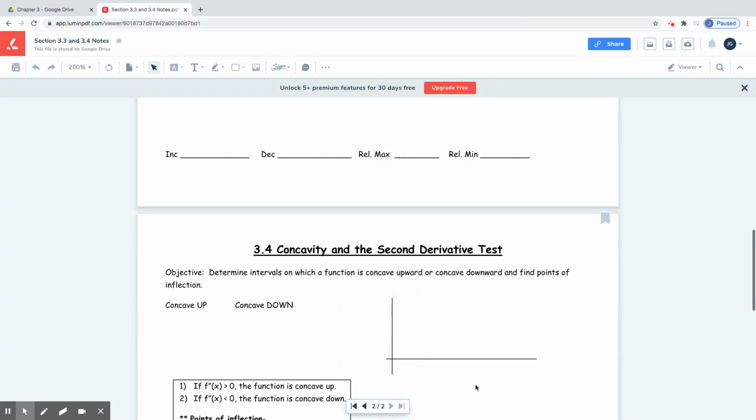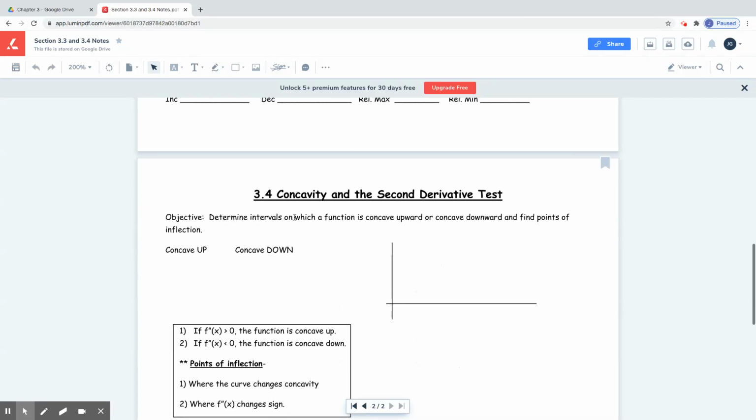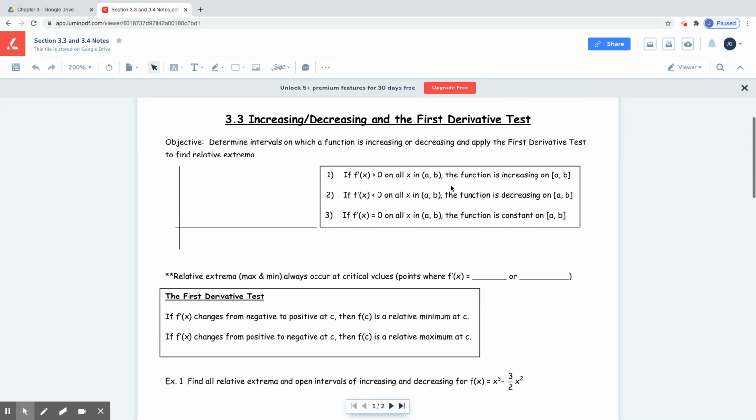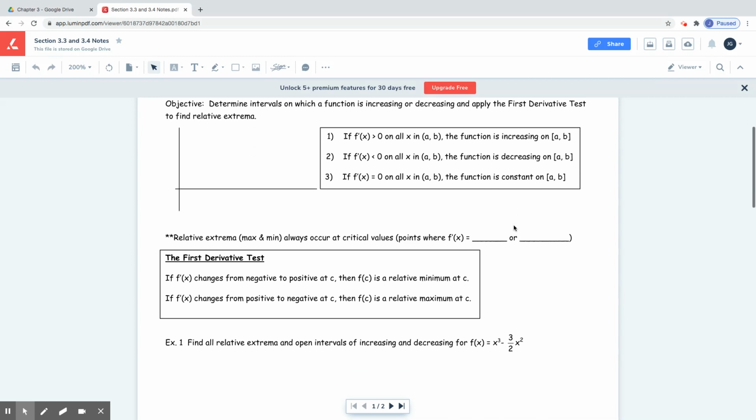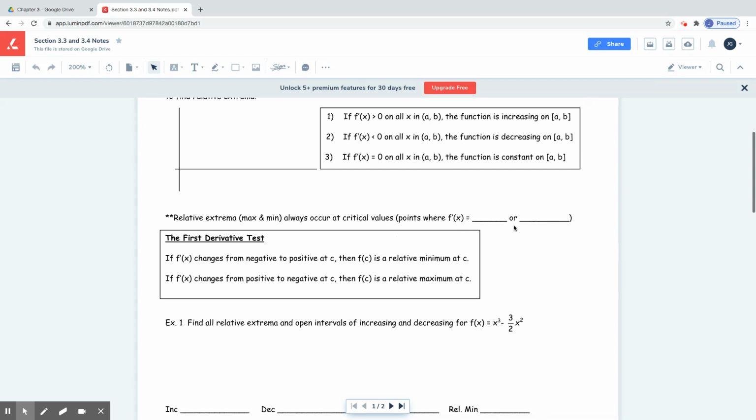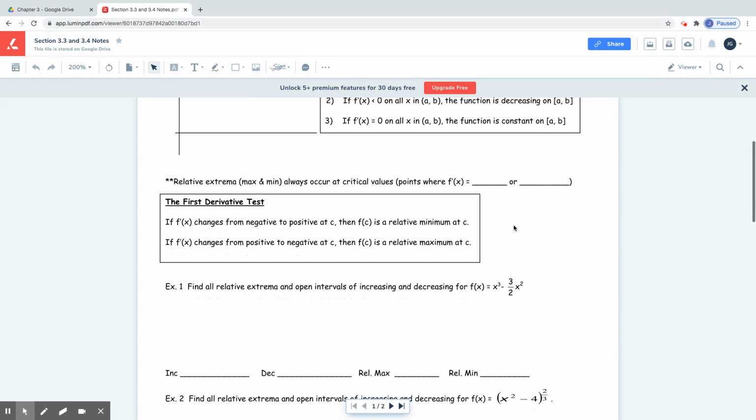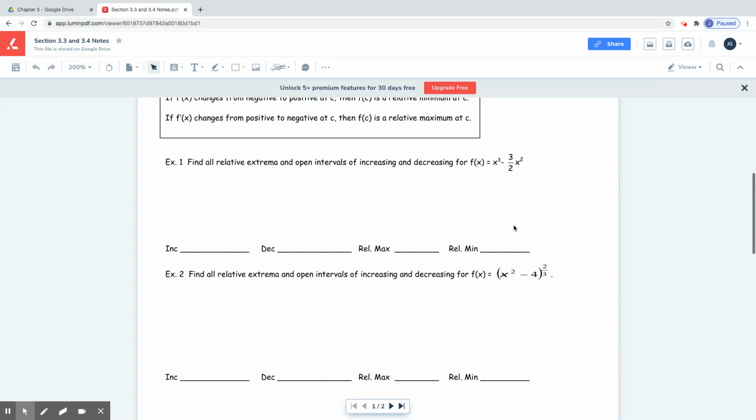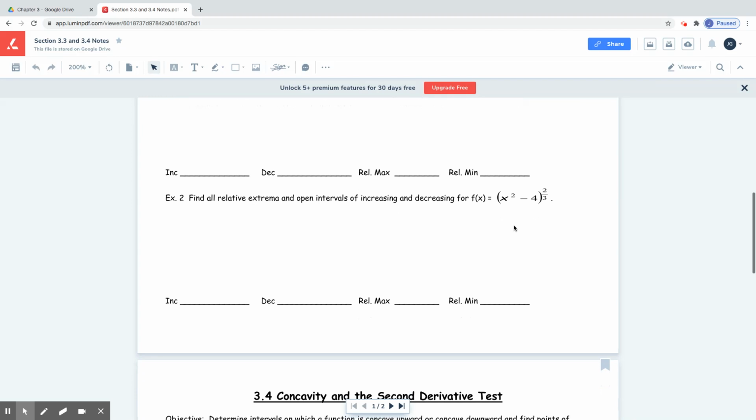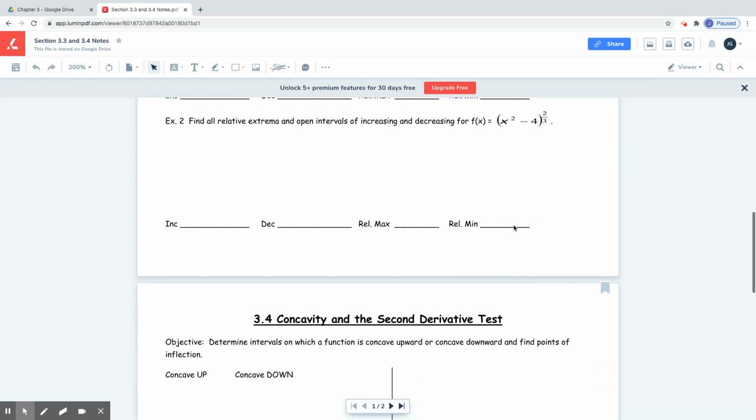Hey guys, today we're going to talk about the next section, 3.4. And the good news is it's very, very similar to what we did previously in section 3.3, which was increasing, decreasing. We took the derivative, found the critical values, then made a number line and did interval testing, and wherever the derivative was positive, that's where the original was increasing. Wherever it was negative, it was decreasing.